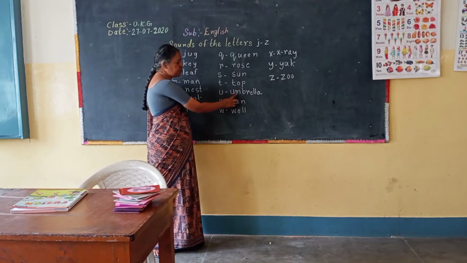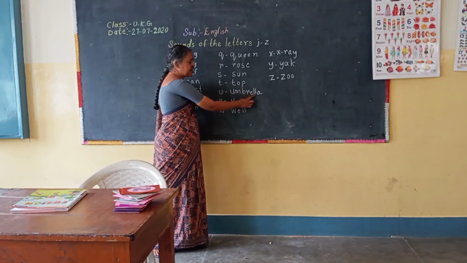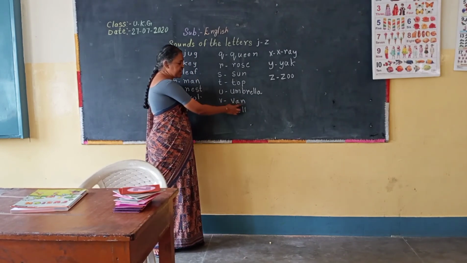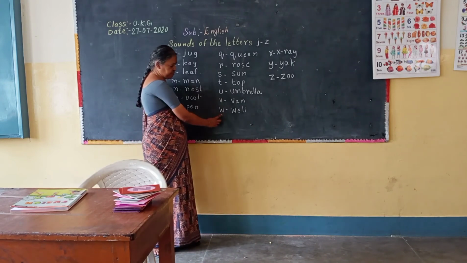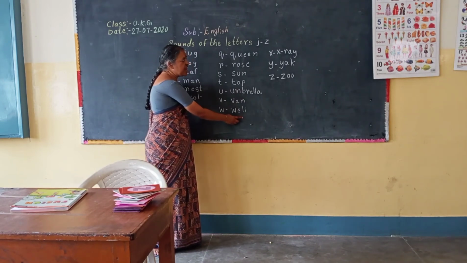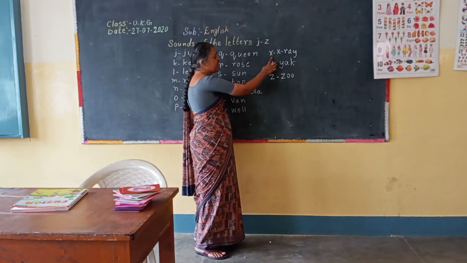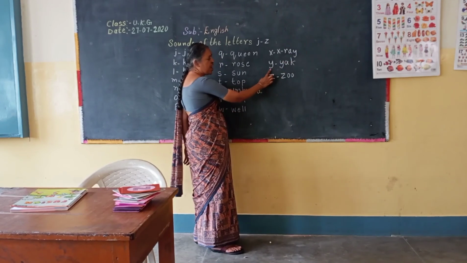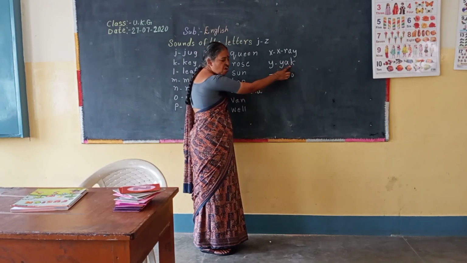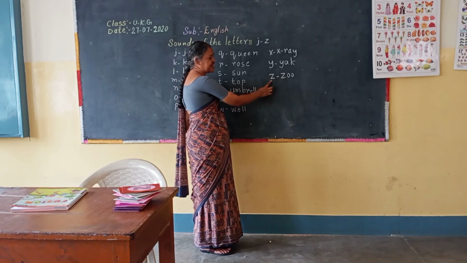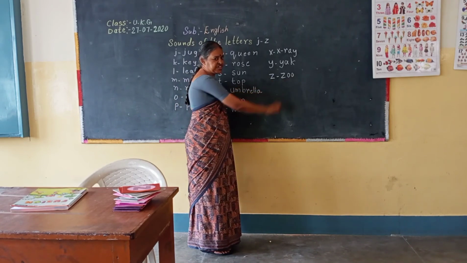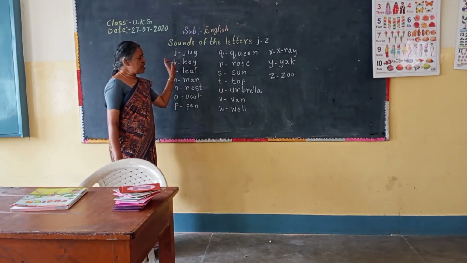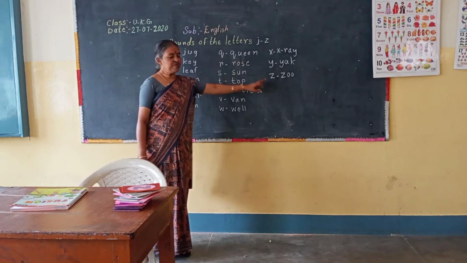U, U, N, B, R, E, L, L, A, umbrella. V, V, A, N, van. W, E, L, L, well. X, X, R, A, Y, X-ray. Y, Y, A, K, yak. The last letter is Z. Z, O, O, zoo. Today we have learned all the letters from J to Z.